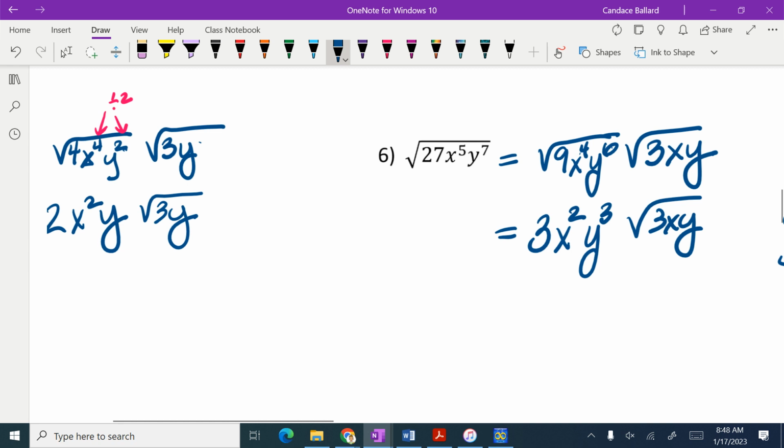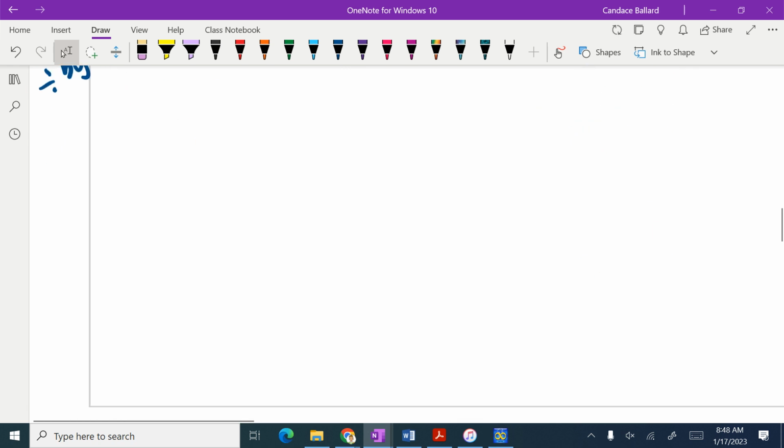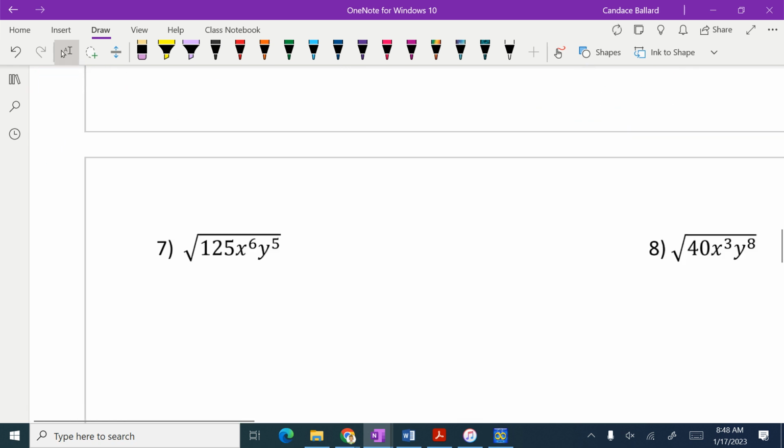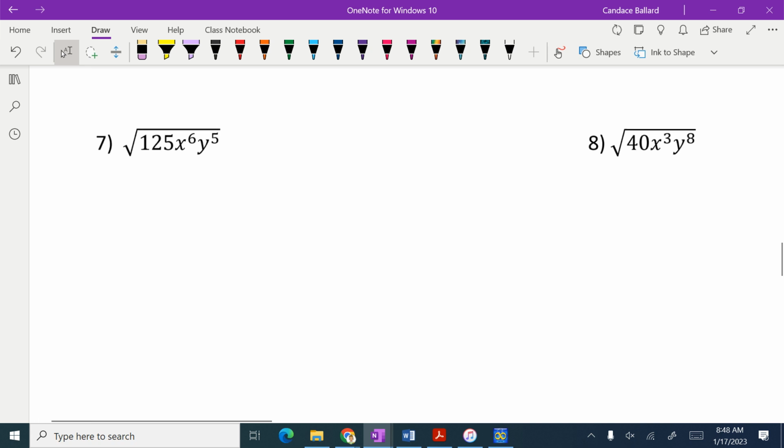Everybody got it? Okay. All right, I think there's a second page to it, right? There we go. Okay, let's take a look at this one. All right, can and can't do boxes again. We're looking for the biggest square number that divides 125. So does 4 divide it? Does 9 divide it?